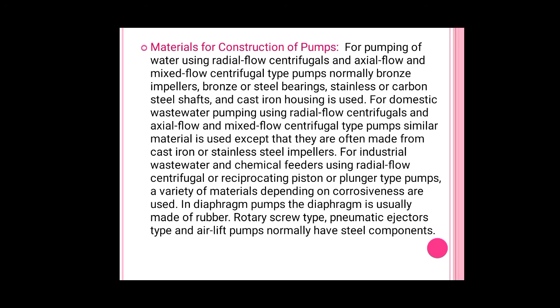For industrial wastewater and chemical feeders using a radial flow centrifugal, reciprocating piston, plunger type pumps, a variety of materials are used depending on the corrosiveness. In a diaphragm pump, the diaphragm is usually made of rubber. Rotary screw type, pneumatic ejector type and airlift pumps normally have steel components.